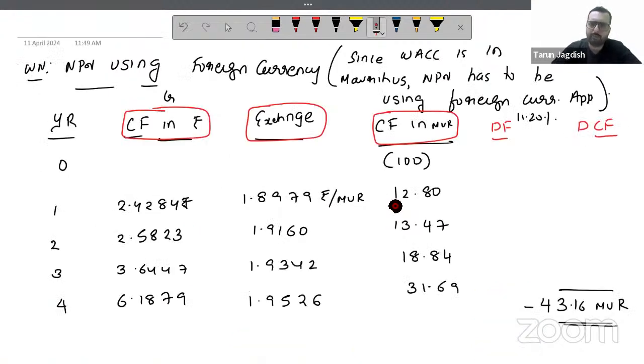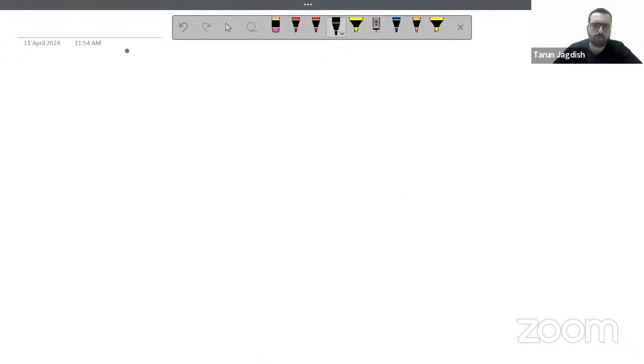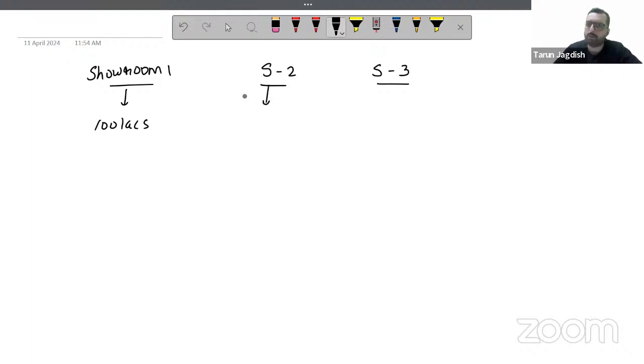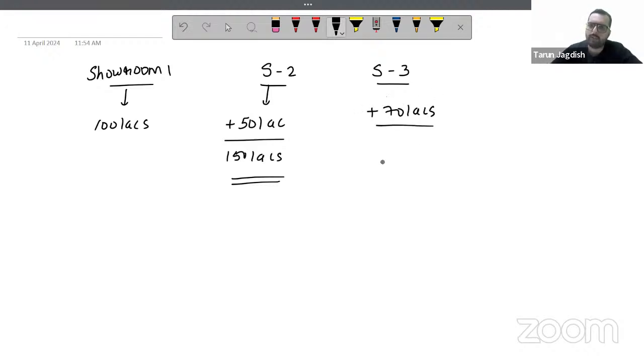Okay, I'll explain to you with the help of another example. Suppose you are running a gold showroom. Year 1 you have showroom number 1, year 2 showroom number 2, year 3 showroom number 3. In showroom 1 you have 100 lakhs of gold already. The moment you opened showroom 2, you brought in an extra 50 lakhs of gold. So what is your closing balance? 150 lakhs. Year 3, you bring an extra 70 lakhs of gold. Now what is your closing balance at the end of year 3? 220 lakhs, right?